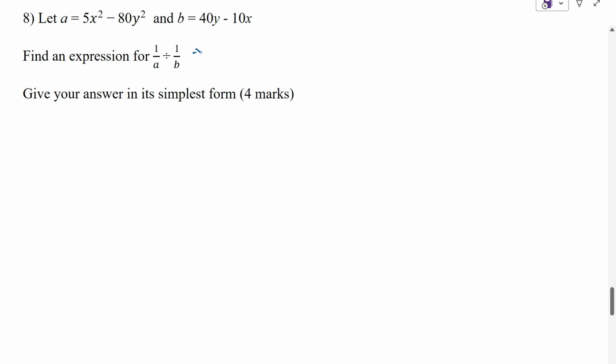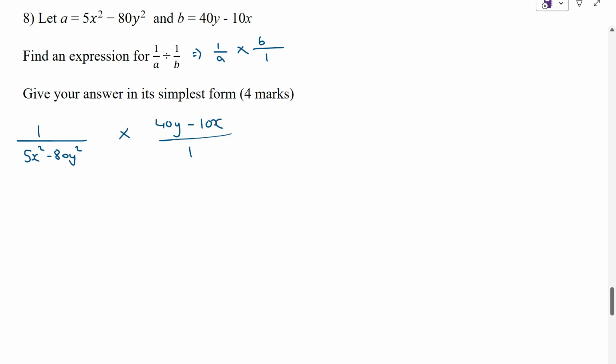So straight away, we know if we're dividing two fractions, we're going to flip the sign and flip the second fraction. So now let's substitute these terms into our fraction here. So 1 over 5x squared minus 80y squared, and we're multiplying that with 40y minus 10x over 1.